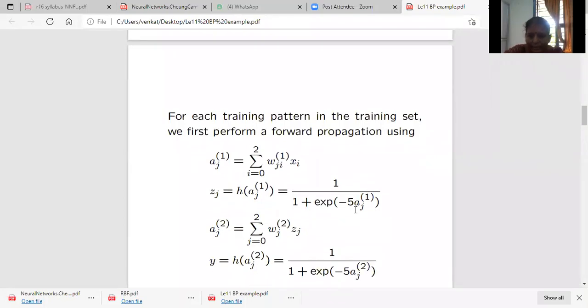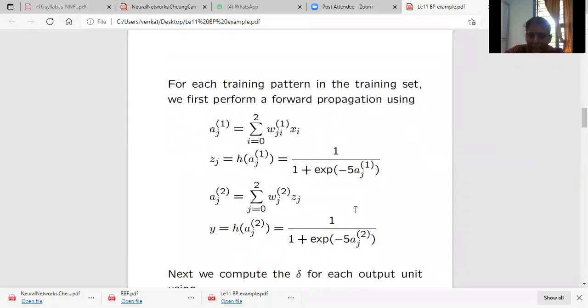So for the second input, you have two input neurons. In the input layer, you are considering two neurons. So you need to calculate aj(1), aj(2).